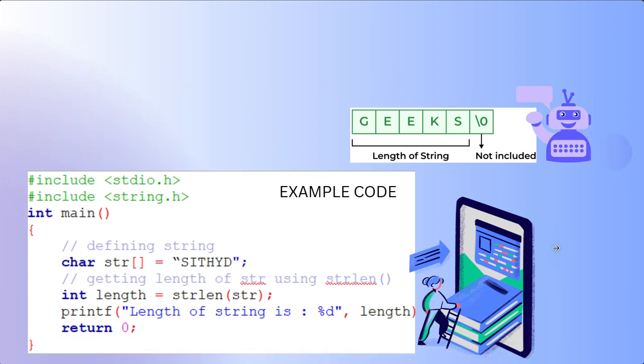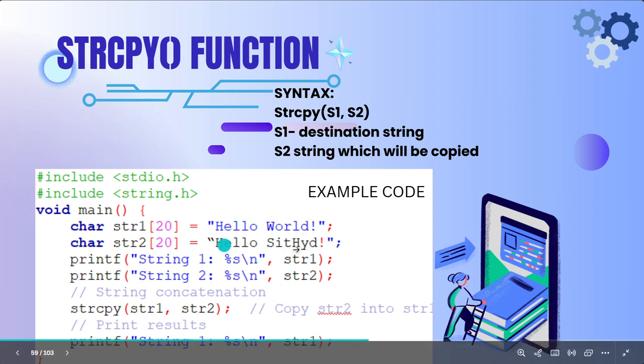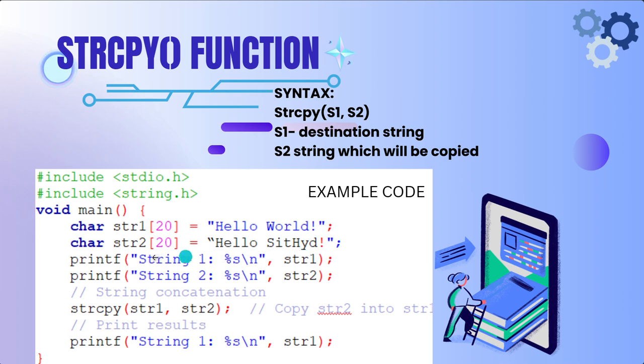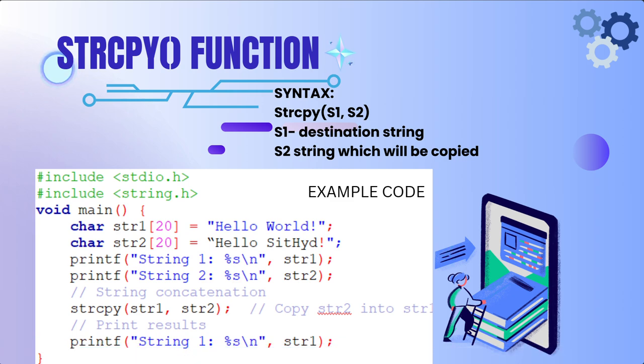Moving on. Next we have the strcpy function. It copies s2 to s1, where s1 is the destination string, and s2 is the second string, which will be copied to the first string. So here we have the main function. We have 2 strings, hello world and hello sithyd. We are printing both the strings. Now we are copying str2 to str1, and now we will print. After we print, it will print hello sithyd, hello sithyd. This is going to be the final result after printing.